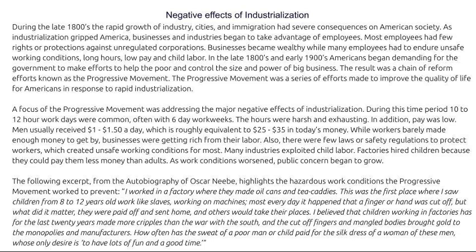I worked in a factory where they made oil cans and tea caddies. This was the first place where I saw children from 8 to 12 years old work like slaves, working on machines. Most every day, it happened that a finger or hand was cut off. But what did it matter? They were paid off and sent home, and others would take their places.